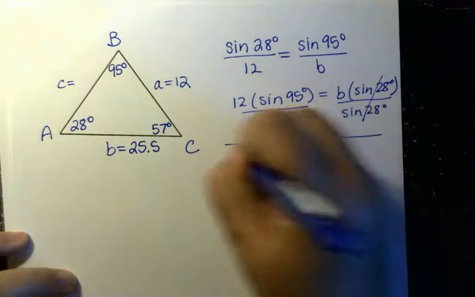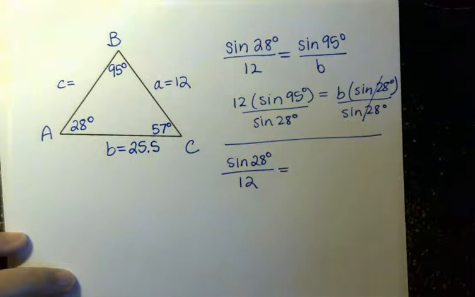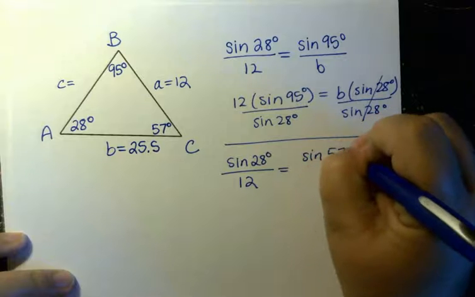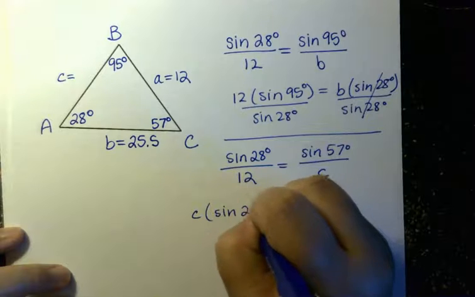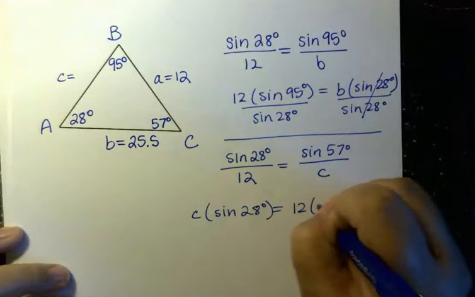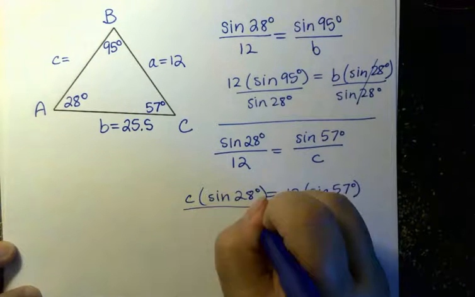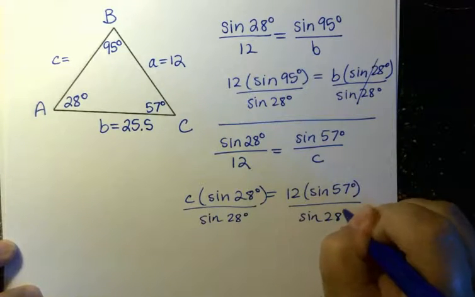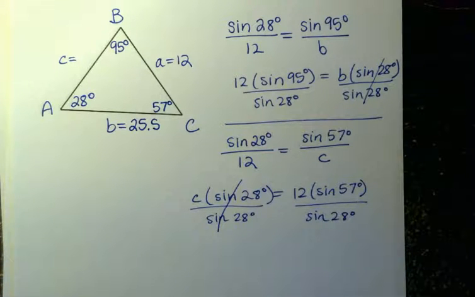So I'm going to go back and I'm going to say sine of 28 all over 12. Use the sine of A over little a equals sine of C over little c. So sine of 57 over little c. Cross multiplying there. And this works, like I said, exactly the same if you like to set it up with the sine parts on the denominators. All right, c is still not by itself, so I'm going to divide both sides by sine of 28. And that's what goes in my calculator to get c. So I have 12 times sine 57, all divided by sine 28.